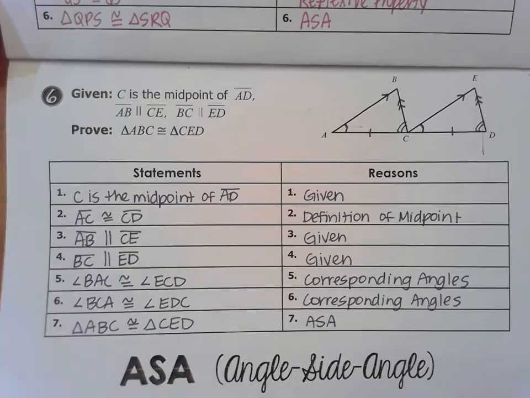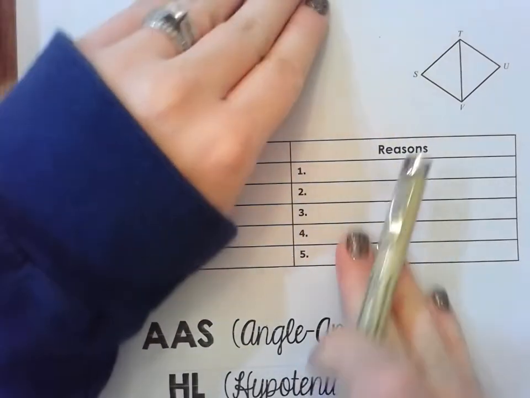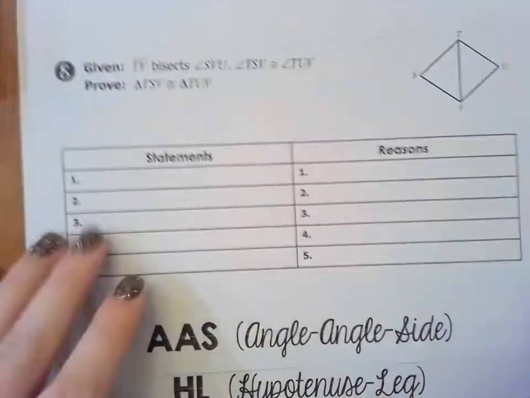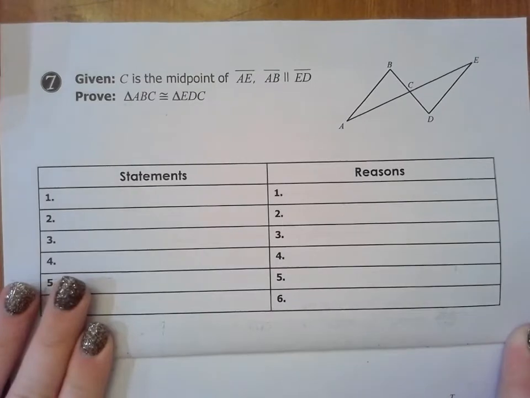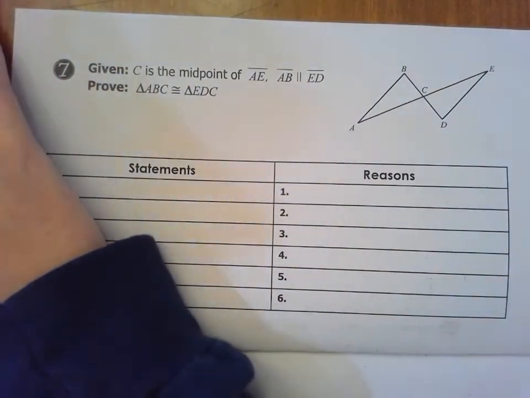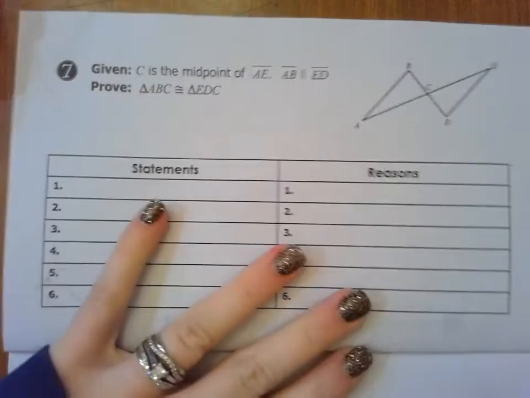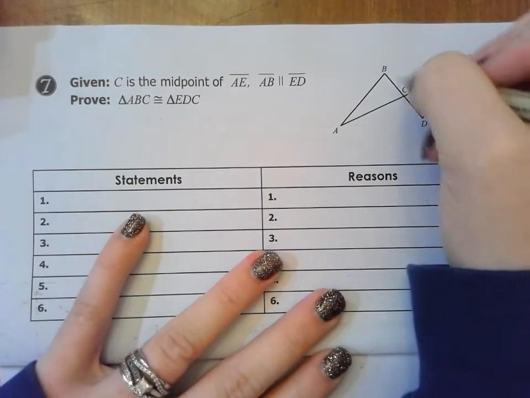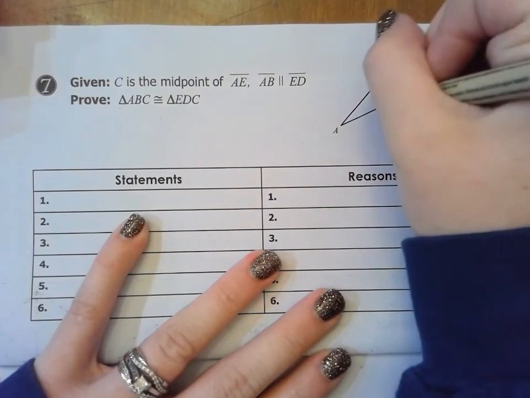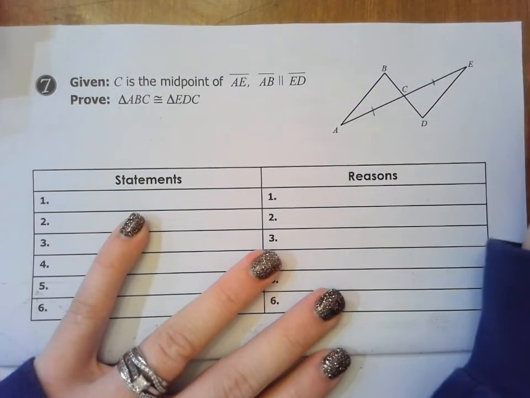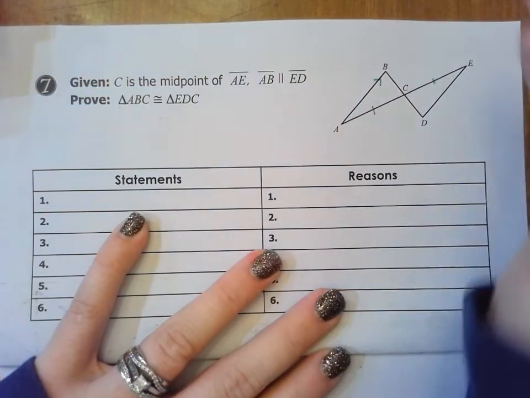Okay, we're now going to prove two triangles congruent by the angle, angle, side postulate. So let's look at number 7. It's given that C is the midpoint of AE. So by definition, we would know AC is congruent to CE. And then we know AB is parallel to ED.